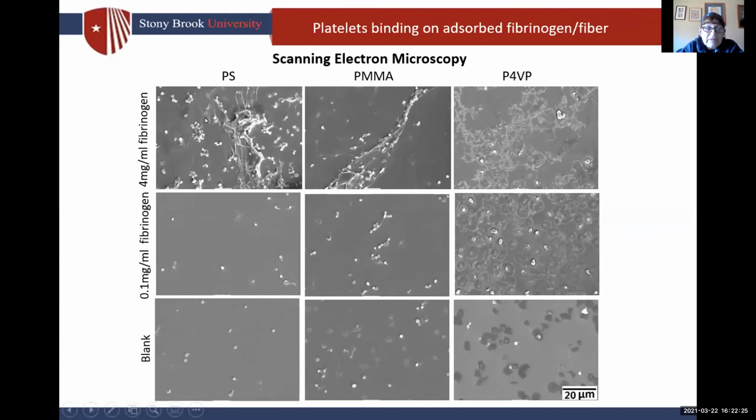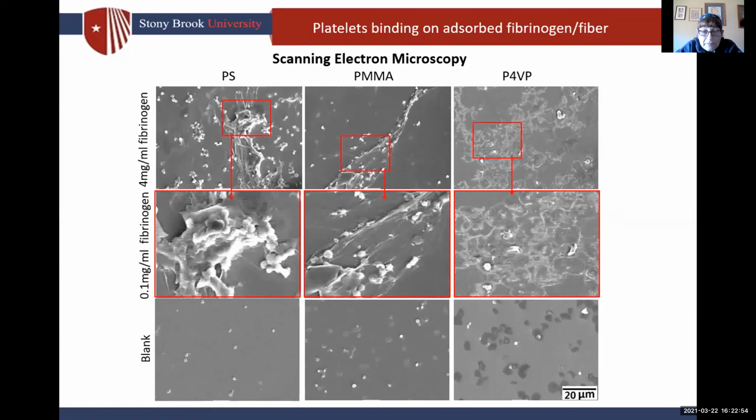And this, you can see, was done again at the FDA where we were flowing a platelet-rich plasma through an artificial artery made by these polymers, and you can see a very nice blood clot forming on polystyrene with activated platelets. Similarly on PMMA with activated platelets. And on P4VP, you've got red blood cells coming up for a very nice red blood cell clot.